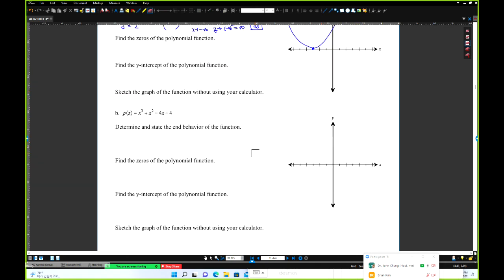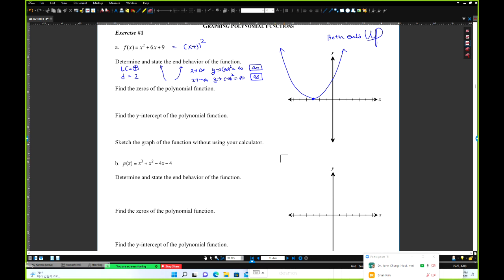Okay, after B, we're gonna finish today, okay? Over here, find the zeros. Find the zeros is what? Set the value of y equals 0. x squared plus 6x plus 9 equals 0. You can factor this one: (x plus 3) squared is 0, and x equals negative 3.